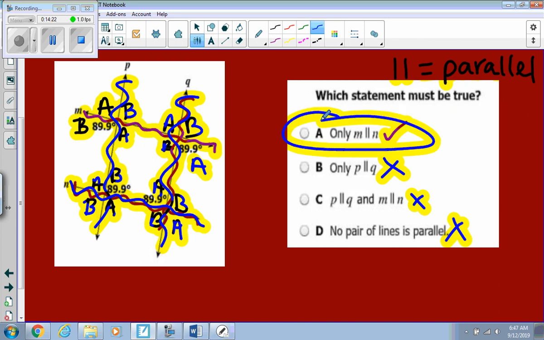I would absolutely make sure I knew how to solve this type of question. If I was you, you might see it on your test. Please make sure you know how to solve this type of question.